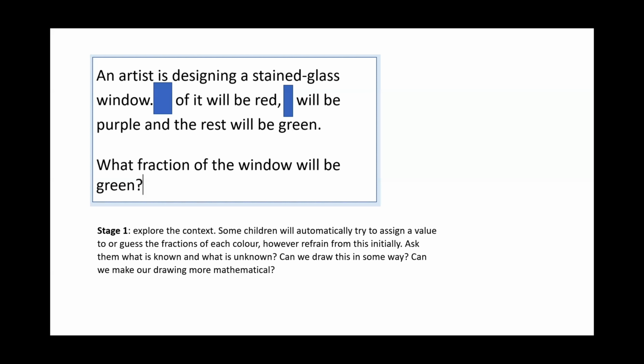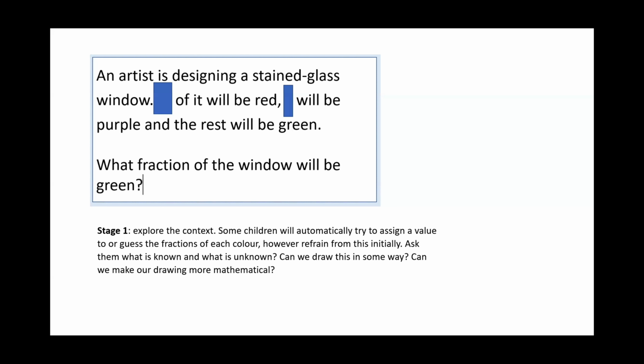I would then think about what the different colours represent. They're all parts, and the window is the whole. They could be equal parts with the same denominator, or they could be equal parts with an equivalent denominator. They could also be unequal parts. I might draw a window shape, or I might draw a part whole model, perhaps a bar model.